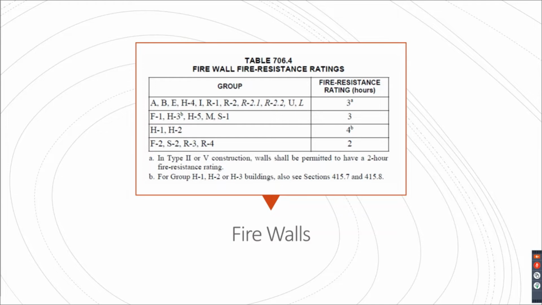And you'll see up on the top, where the I is, it says you need 3 hour, but you can go to footnote A. In type 2 or 5 construction, walls shall be permitted to have a 2 hour fire resistance rating. That's again, not 2 and 5 together, but type 2 or 5 construction.